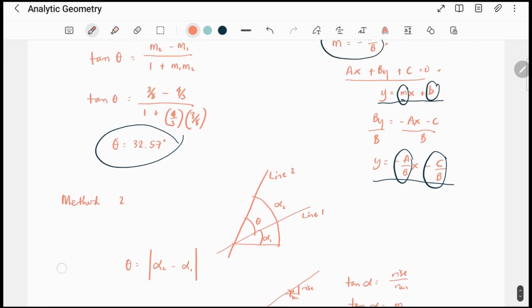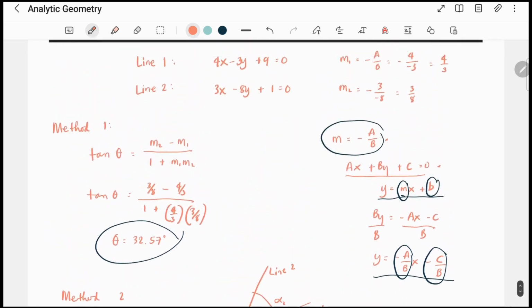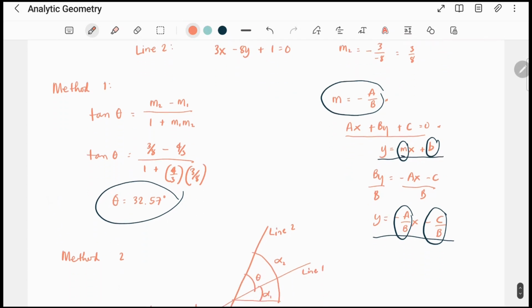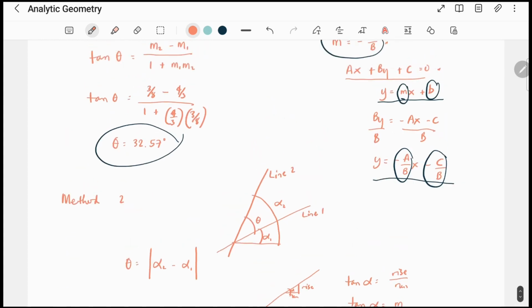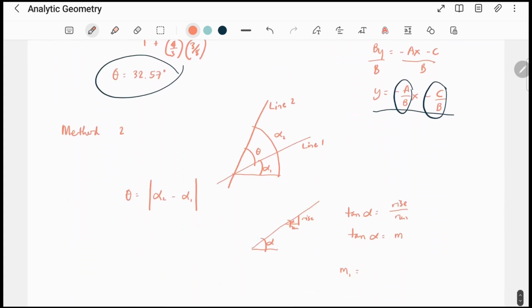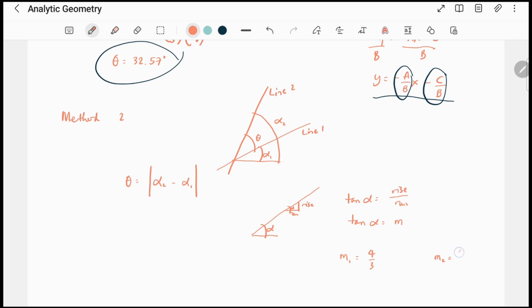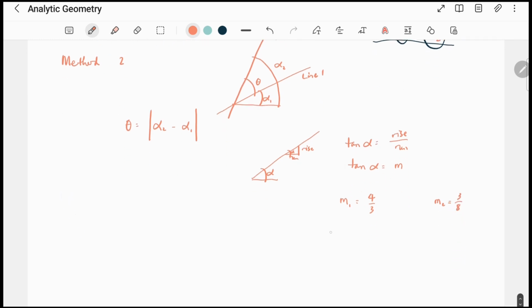So, ibig sabihin, since alam na natin yung ating slope sa line 1 tsaka line 2, then makukuha natin yung kanilang mga alpha. So, yung ating M1 kanina is equal to, ano nga yun? 4/3. And yung ating M2 is equal to 3/8. And ibig sabihin, makukuha natin guys yung ating alpha 1. Tangent alpha 1 natin is equal to 4/3. No? Sabi nga natin, tangent of alpha is equal to M. And tangent alpha 2 natin dito is equal to 3/8. So, bali, kunin lamang natin si alpha 1 and si alpha 2.